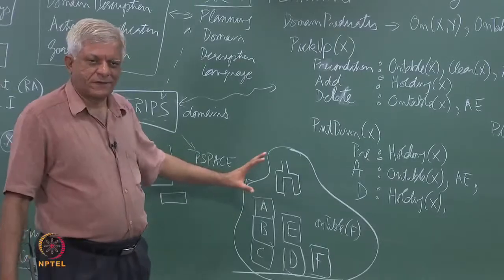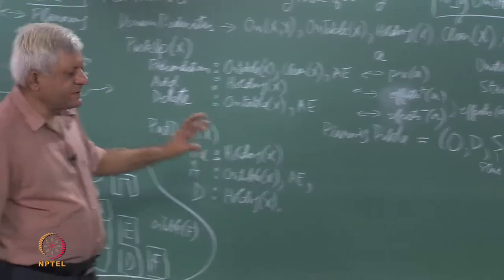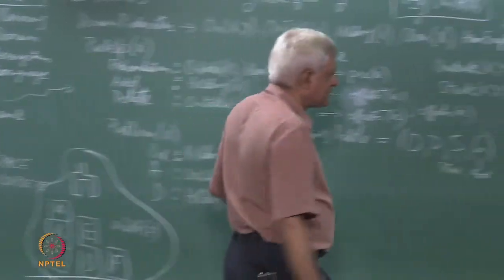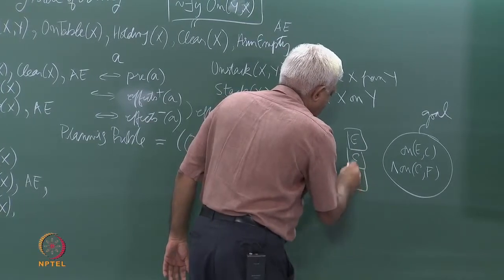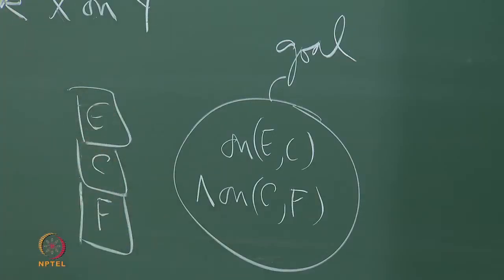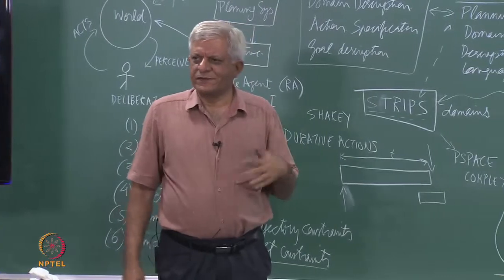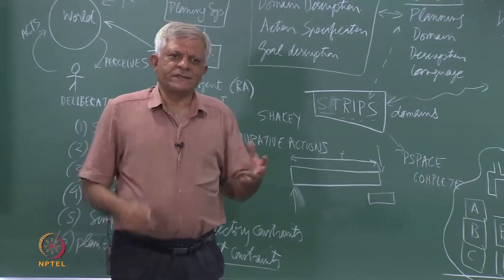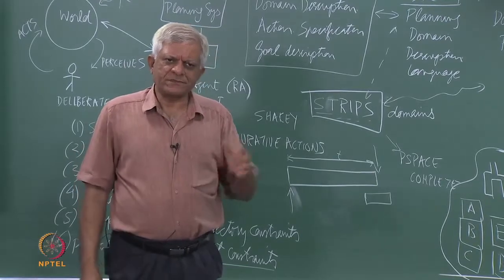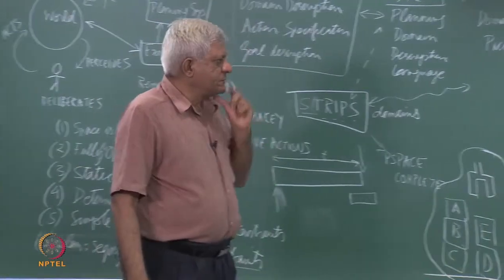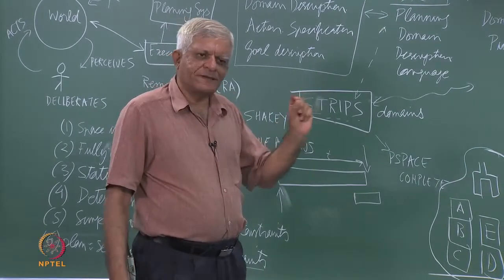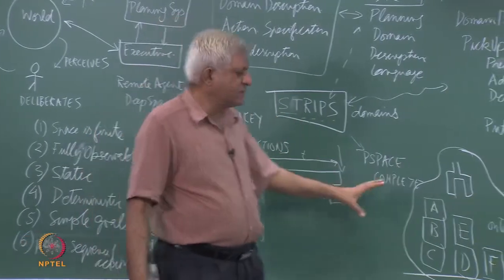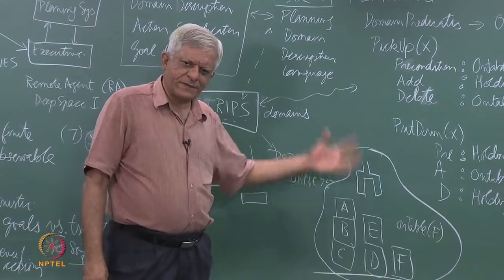I do not care where the other blocks are, as long as E is on C and C is on F, then I am happy. So, E is on C, C is on F. This F could be on something else or be on the table, and I do not care about the rest. Now, of course, this is like what we do in the real world, we do not necessarily describe the goal completely. You just say this is what I want to be true, I do not care about anything else essentially. So, the goal description is a set of predicates, the start description is also a set of such predicates, instances of predicates.